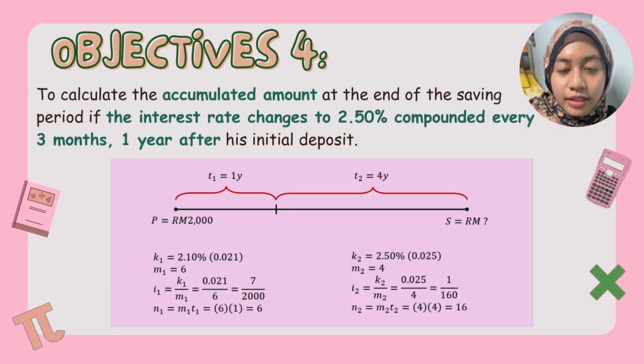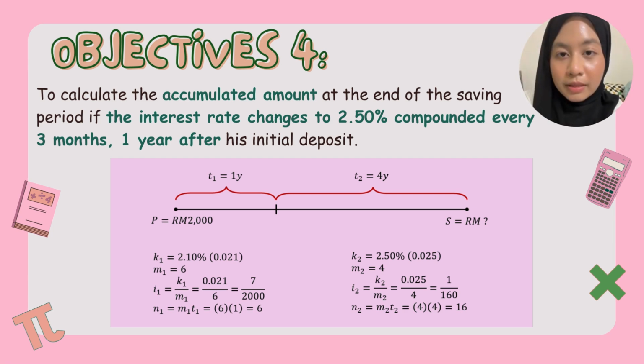Objective 4 is to calculate the accumulated amount at the end of the saving period if the interest rate changed to 2.50% compounded every 3 months 1 year after his initial deposit. The principal amount is 2,000 ringgit and S is unknown. For the first year, which is T1, the interest rate K1 equals 2.10% divided by 100. So K1 equals 0.021, M1 equals 6, and i1 equals K1 divided by M1, which is 0.021 divided by 6, and the answer is 7 divided by 2,000. Then N1 equals M1 multiplied by T1, equals 6 multiplied by 1, and the answer is 6.